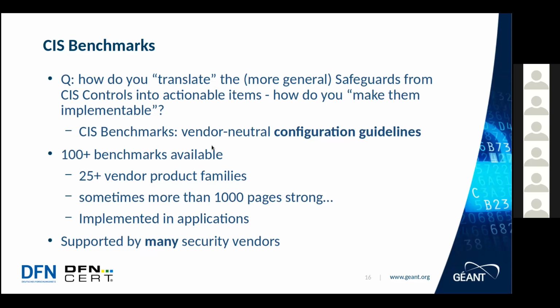And again, if you look at their website, they have more than 100 benchmarks available for all kinds of operating systems and applications. Some 25 vendor product families they support. Sometimes these documents are more than 1,000 pages strong, so there really went a lot of work in there. And the important thing, of course, you don't want to read 1,000 pages of documents for Red Hat. So all of these benchmarks have actually been implemented in applications and are supported by many security vendors out there.